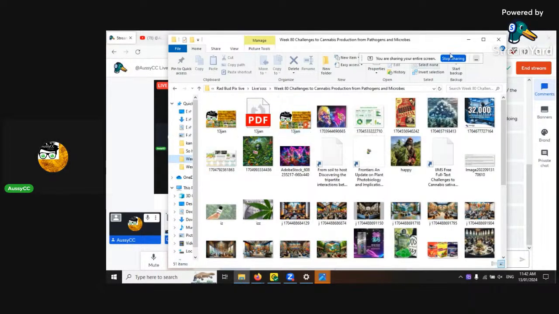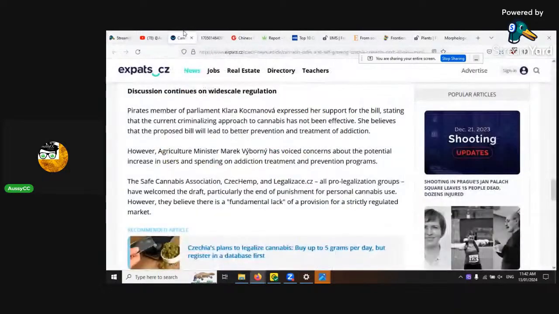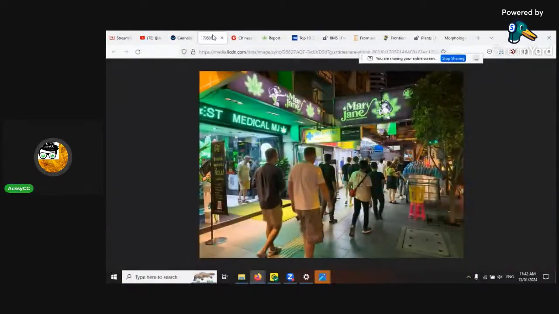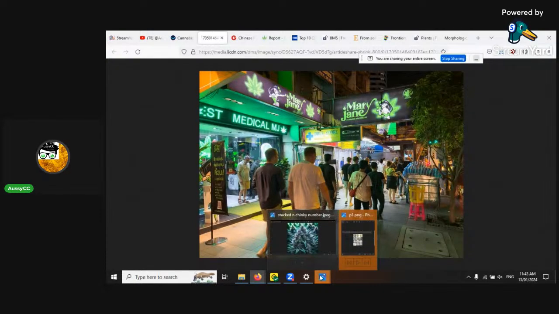Where was that one at the start? The one in Thailand. Yeah, this one's pretty good. This shows walking down the sidewalk in Thailand at the moment. So enjoy it while you can. Best way to say it.